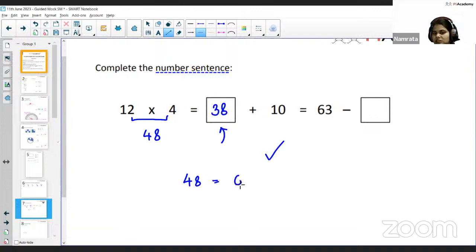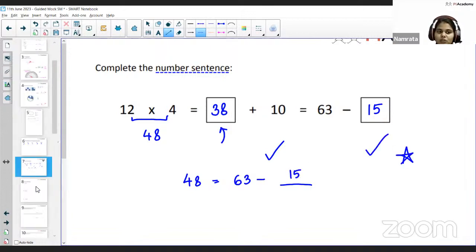Moving on to the next one. 48 is equal to 63 minus dash. So what number when subtracted from 63 gives you 48? Yes, the right answer is 15. Absolutely right. Very good, everyone. Moving on to the next question.